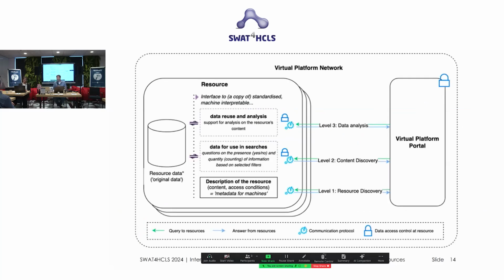And the virtual platform, if you look at it as this portal part, and then you have all these resources that might need some sort of adaptation or an adapter locally to interact with the platform. And the different levels that I described before are visible here as well. So you might have at level 1 resource discovery, level 2 content discovery, and level 3 data analysis. And all of these can be implemented to different degrees depending on which resource you are. So not everyone will be on the same level. And I think no one is on level 3 at the moment. There are experiments going on in that sphere mostly.